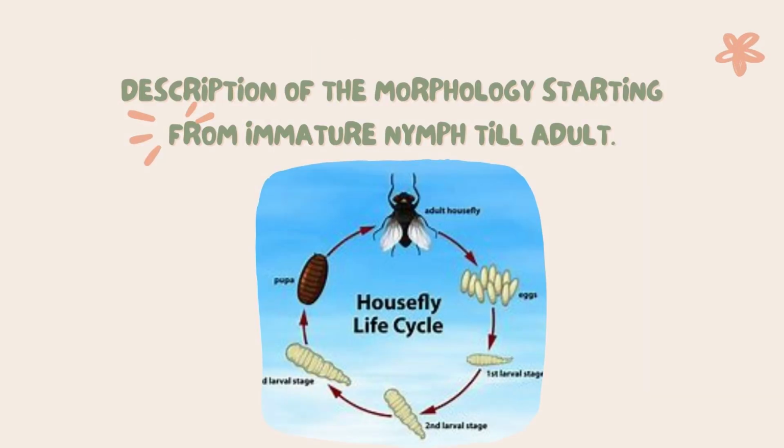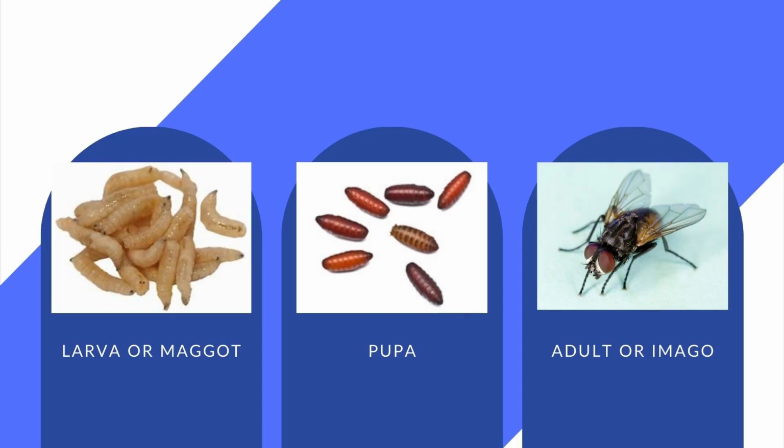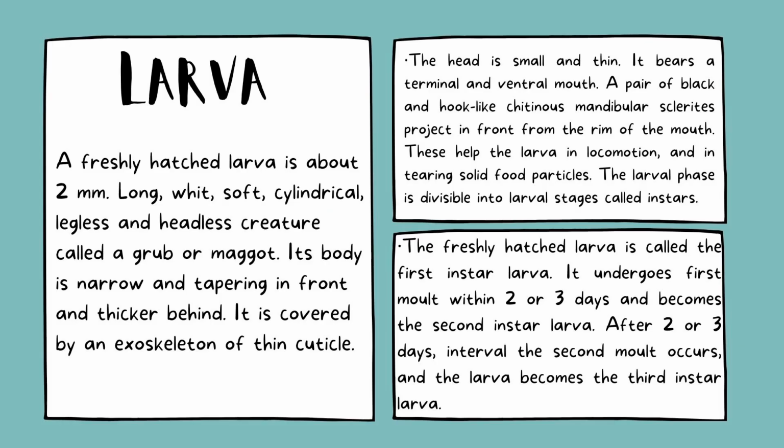Next is description of the morphology starting from immature nymph till adult. Firstly, larva, secondly, pupa, and third, adult or imago. Larva. A freshly hatched larva is about 2 mm long, a white, soft, cylindrical, legless, and headless creature called a grub or maggot. Its body is narrow and tapering in front and thicker behind.